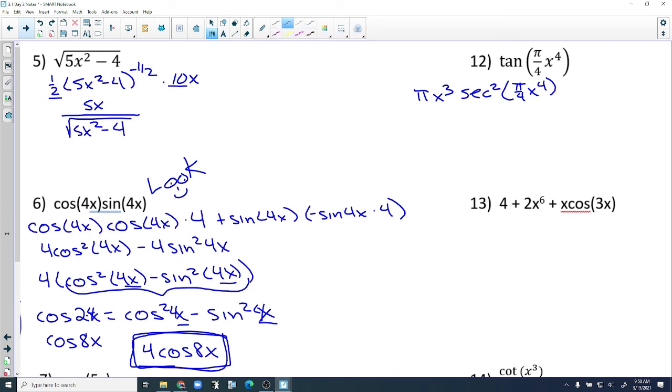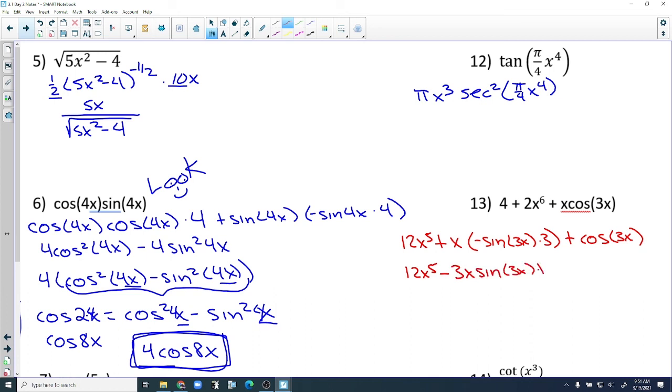The derivative of 4 is 0, so we get 12x to the fifth. First times the derivative of the second, plus the second times the derivative of the first. So 12x to the fifth minus 3x sine of 3x plus cosine of 3x. Can't really factor out anything. All I did was rearrange it a little bit, cleaned it up a little bit, and that's it. So not much you can do with that one.